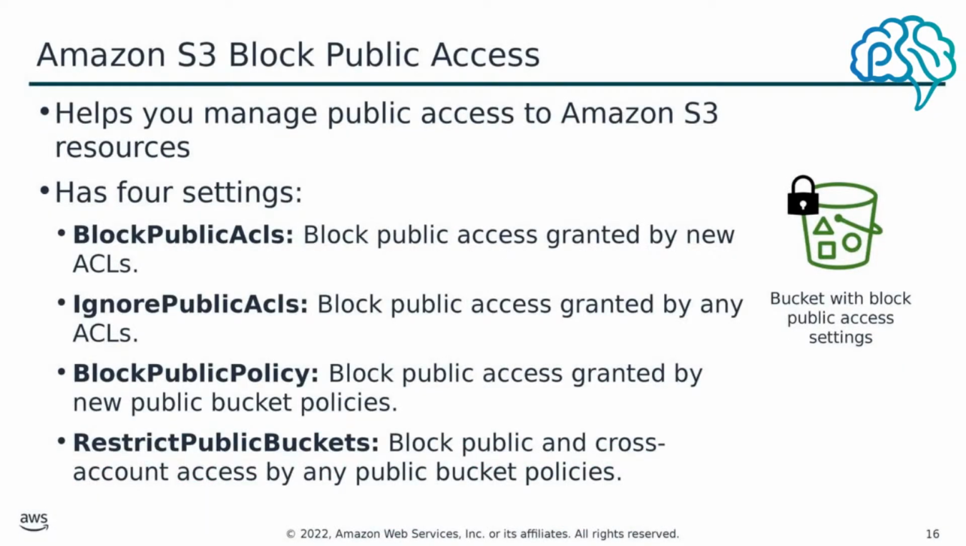Some of the things to consider are you can block public ACLs, so you can prevent any new operations to make buckets or objects public by creating an ACL, and the existing policies and ACLs for buckets are not modified. You can also ignore public ACLs, so you can ignore all public ACLs in buckets. You can also block public policy, so you can reject calls to put a bucket policy in place if the specified bucket policy allows public access. And you can also restrict public buckets, so you can restrict access to a bucket with a public policy to only AWS services and authorized users within the bucket owner's account.